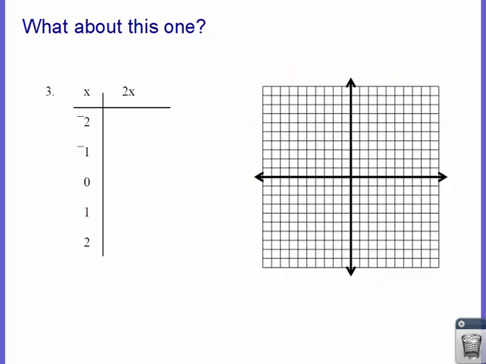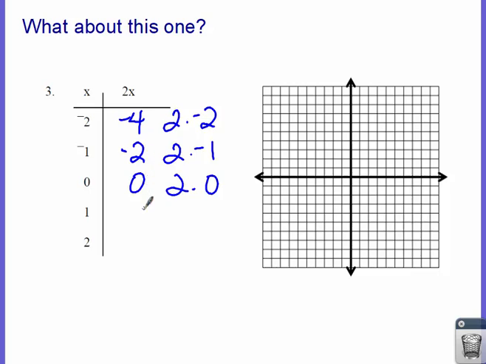Okay, so let's look at another one. Okay, here's another problem that we had on our homework assignment. So this one is 2x. Okay, so we would take our 2 and multiply it by negative 2 to get negative 4. Take our 2, multiply it by negative 1 to get negative 2. Take our 2 and multiply it by 0 to get 0. And we look at our pattern, and our pattern is increasing by 2. So we end up with 2 and 4.